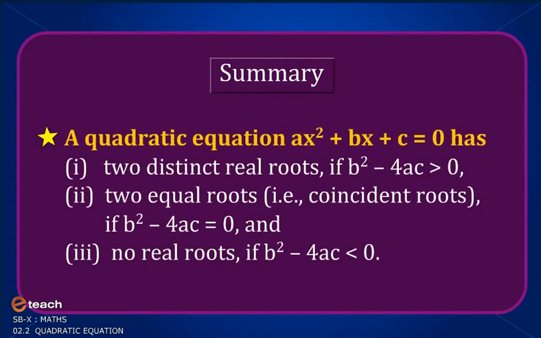A quadratic equation ax square plus bx plus c is equal to 0 has 1. Two distinct real roots if b square minus 4ac greater than 0. 2. Two equal roots, that is coincident roots, if b square minus 4ac is equal to 0, and 3. No real roots if b square minus 4ac less than 0.